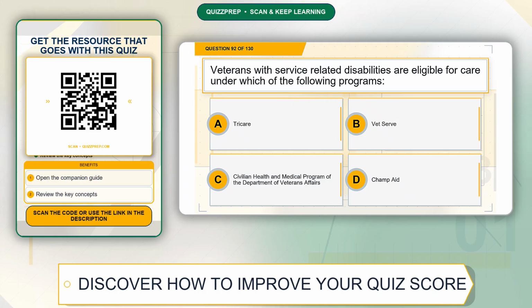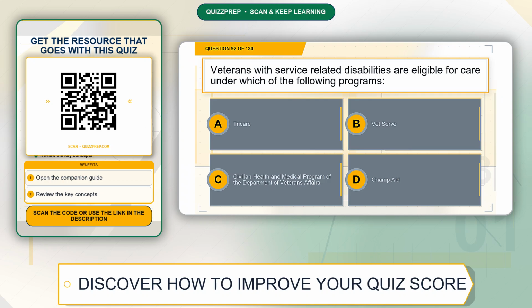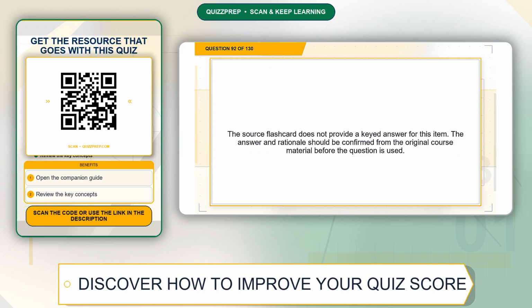Question 92. Veterans with service-related disabilities are eligible for care under which of the following programs? Option A, TRICARE. Option B, VetServe. Option C, Civilian Health and Medical Program of the Department of Veterans Affairs. Option D, CHAMP Aid. The correct answer is now shown. Explanation. The source flashcard does not provide a keyed answer for this item. The answer and rationale should be confirmed from the original course material before the question is used.